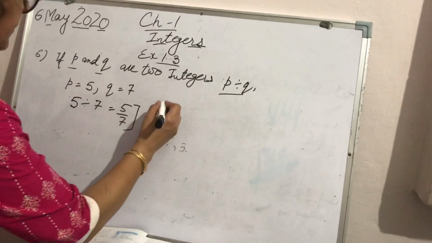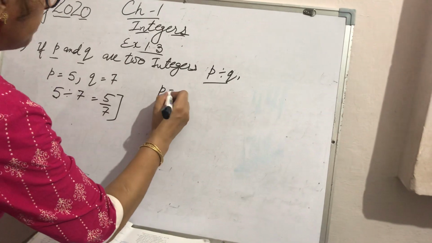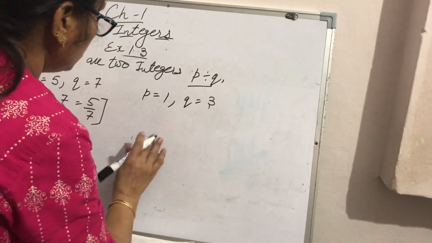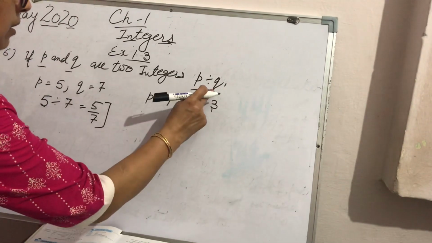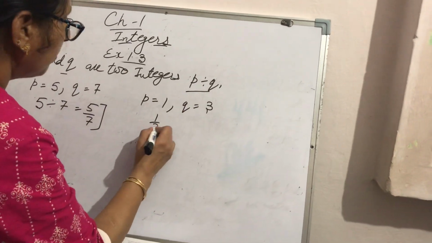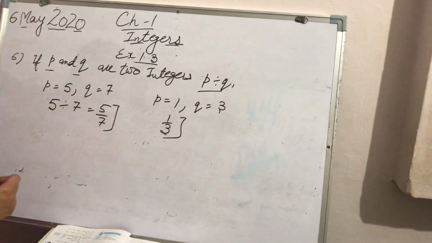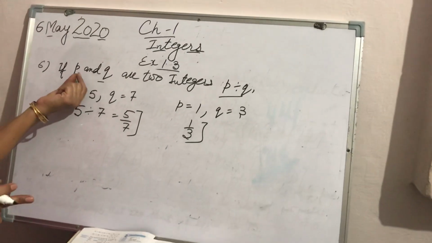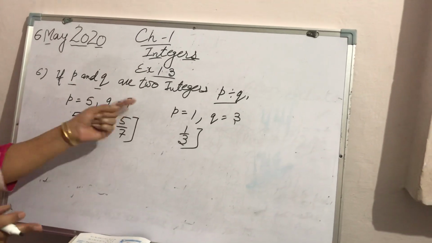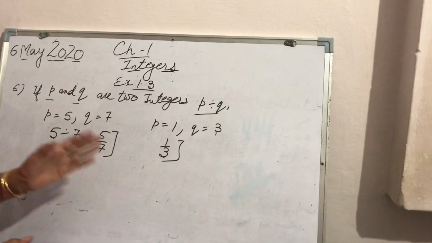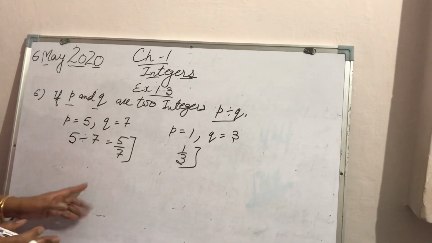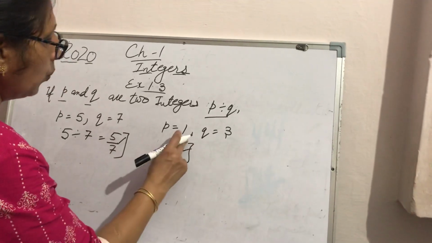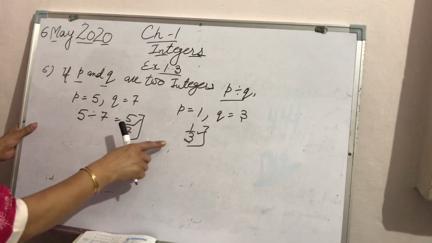Let's take one more example. Suppose we take p 1 and q we are taking 3, then p divided by q will be 1 by 3. This is not an integer. So it means if two integers are there, when we divide them, it is not compulsory whether they are integers or not. So these are rational numbers. 5 by 7, 1 by 3. They are rational numbers, not an integer.